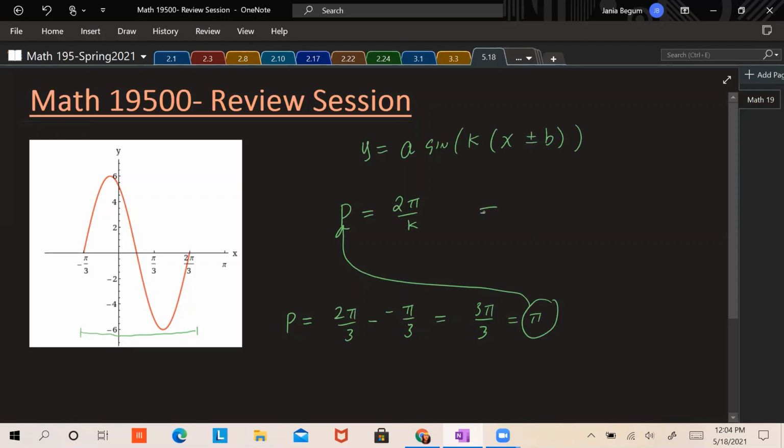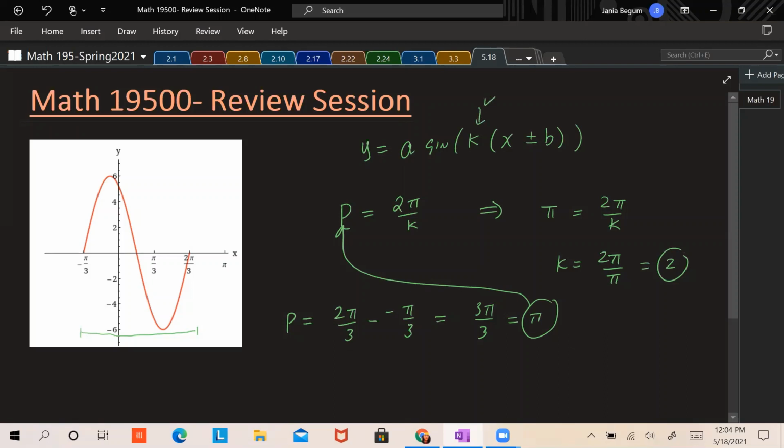So if I plug in p, which is pi, and then solve for k, we can just cross multiply and solve for k. So k is going to be 2 pi over pi, which is simply 2. So k is 2. So for the equation, we know what k is, so check.